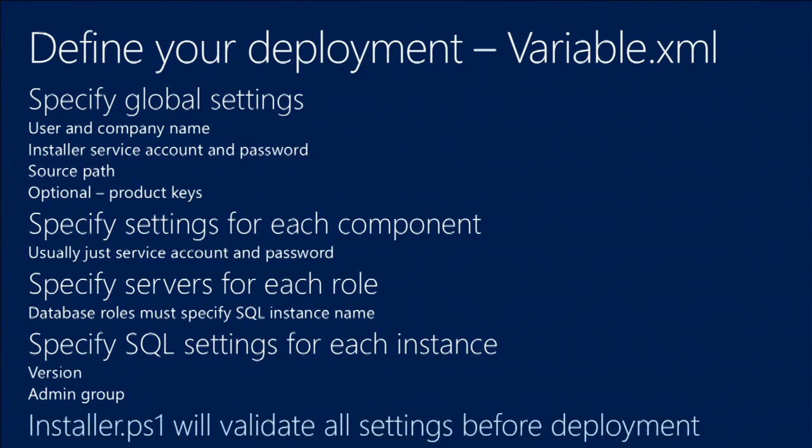The good news is the installer itself validates everything you put in there before it actually does the deployment. So if you've got something wrong, if you've got something missing, if you've got a password wrong, a service account name wrong, it will typically block you and tell you what's wrong in that before you can continue. So you really can't get it wrong and attempt to install something from that.